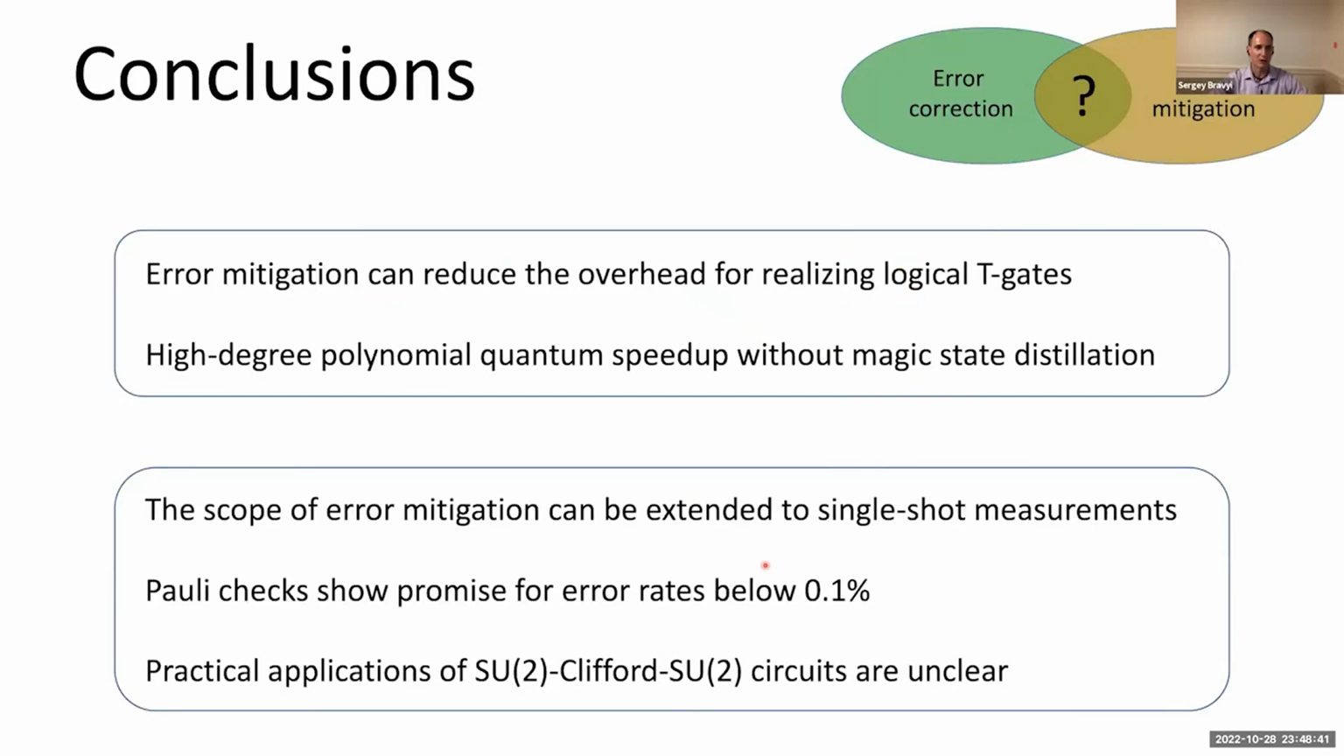And to conclude, I showed you some ideas on how to combine error correction and error mitigation. One shortcoming of error correction is a large overhead of logical non-Clifford gates due to magic state distillation. And I showed you that this overhead can be avoided if we apply error mitigation at the logical level to realize logical T gates.